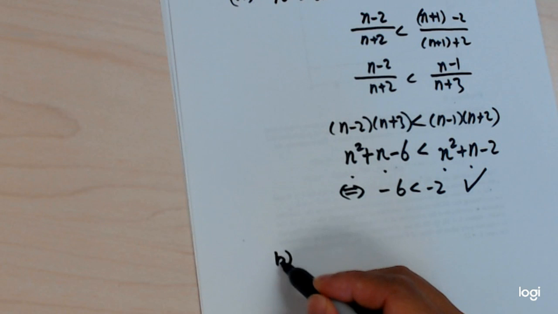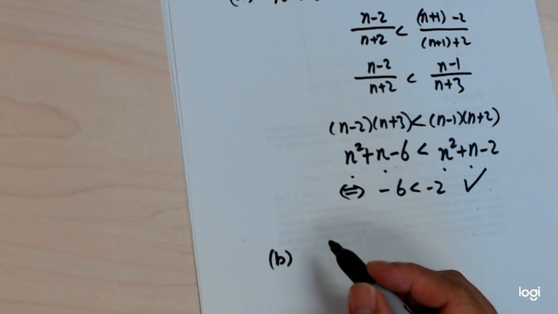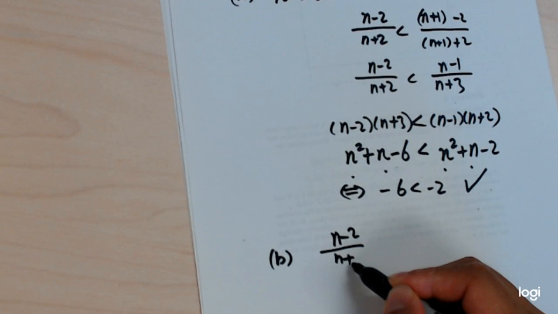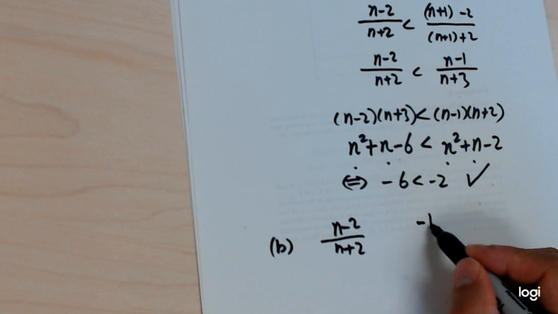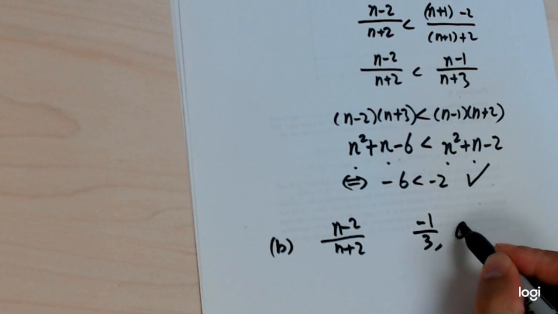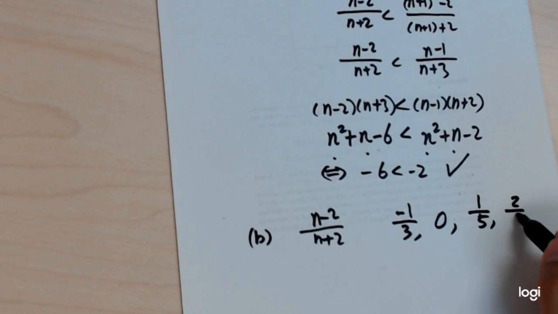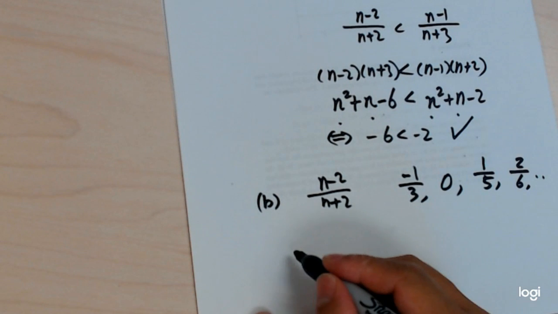Part B. Is the sequence bounded from above? If so, give a number that it is bounded above by. Like I said, the sequence itself is this one. You can plug in a few numbers to see what happened. For example, n equal to 1, n equal to 2, n equal to 3, n equal to 4. Many of you can say, yes, it is bounded from above.